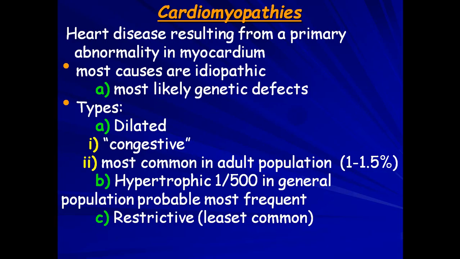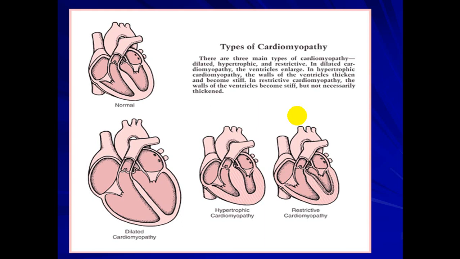So it is heart disease resulting from a primary abnormality in the myocardium. Most causes are idiopathic, most likely genetic. Of the types, as we said, dilated, or congestive, is usually the most common in all age groups in the adult population. Hypertrophic cardiomyopathy has a prevalence of 1 in 500 in the general population. The least common is restrictive cardiomyopathy.